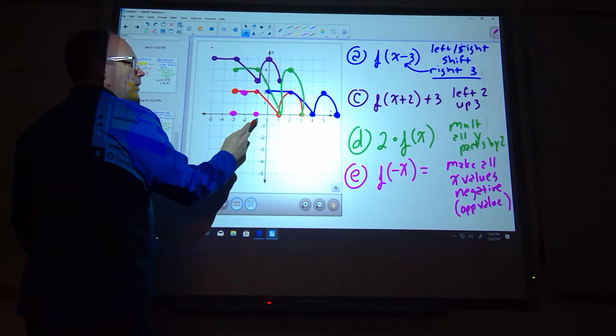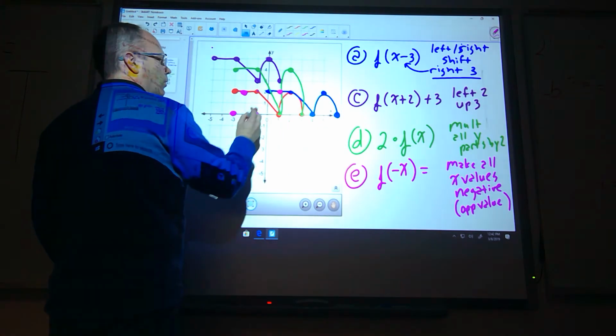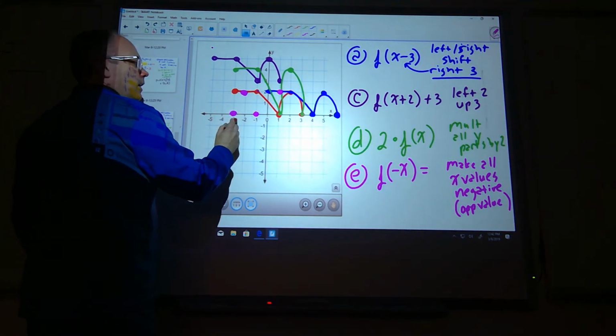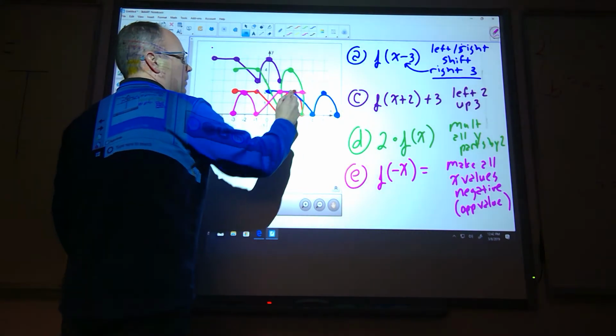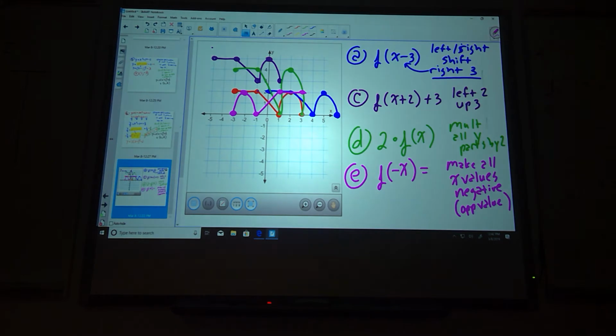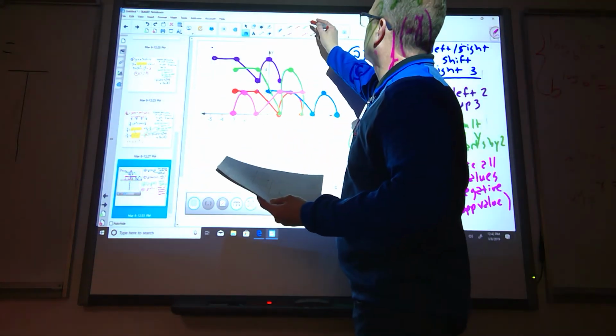What's my x value here? Negative 1, so I can go to positive 1. What's my x value here? Negative 3, so I'm going to go to 3. So it flipped it over the y-axis. I flipped it over the y-axis. So here's the y-axis.